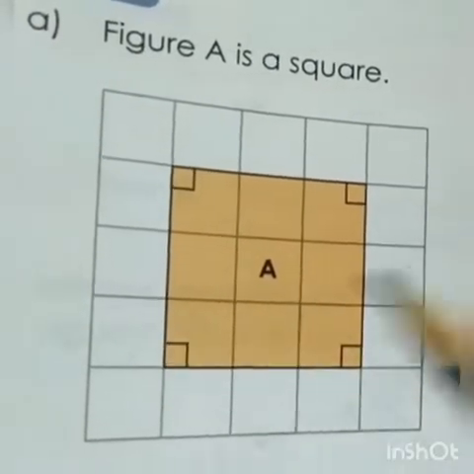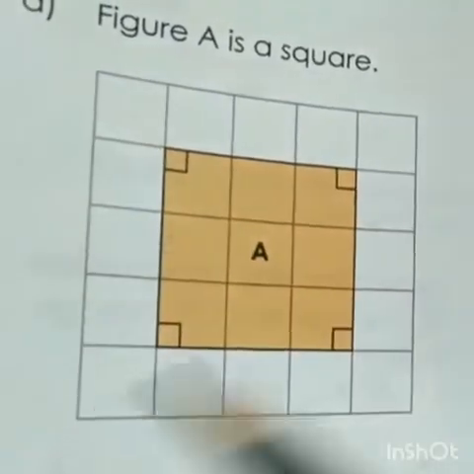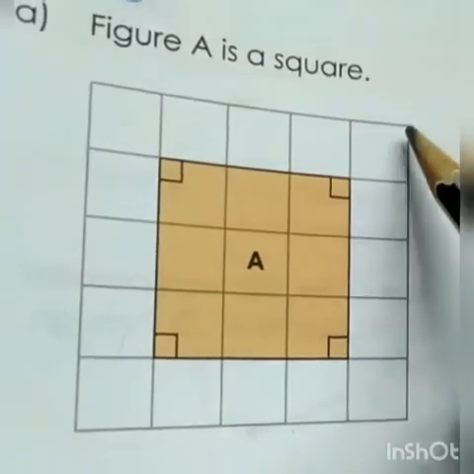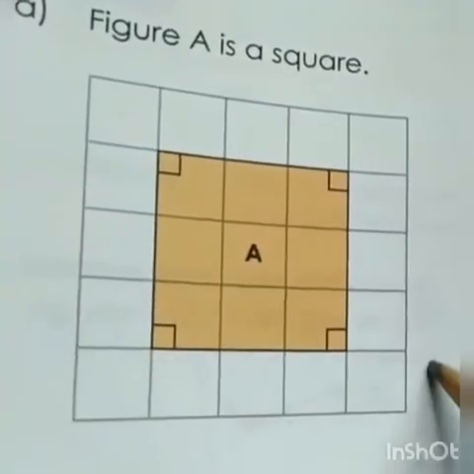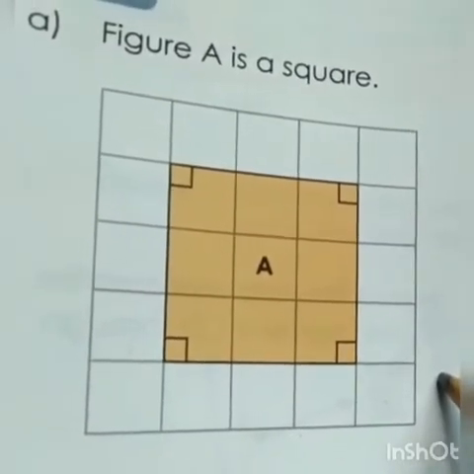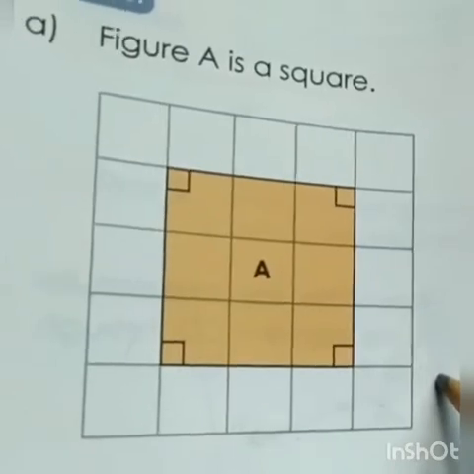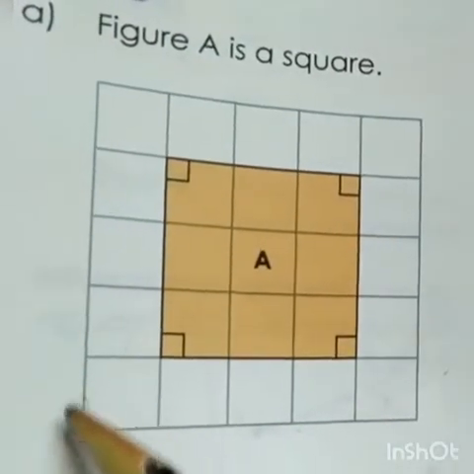Its opposite sides are parallel. Parallel means this line is equal to this line. Yes, so this is parallel to this line. Next, it has 4 right angles. How many right angles are there? 4 right angles. All the corners of the square, this is the corner.